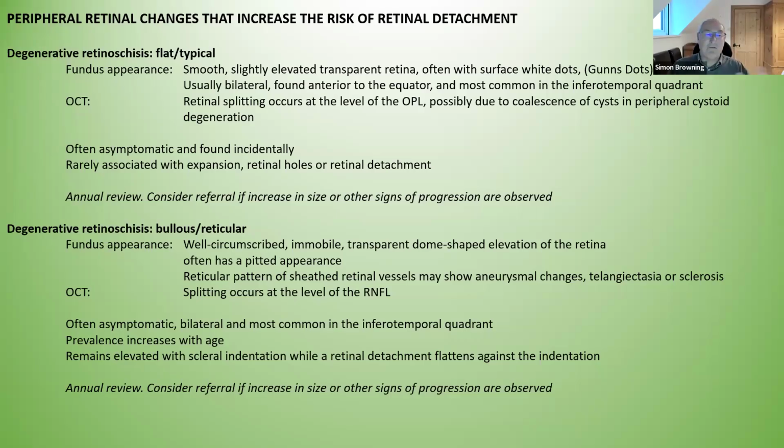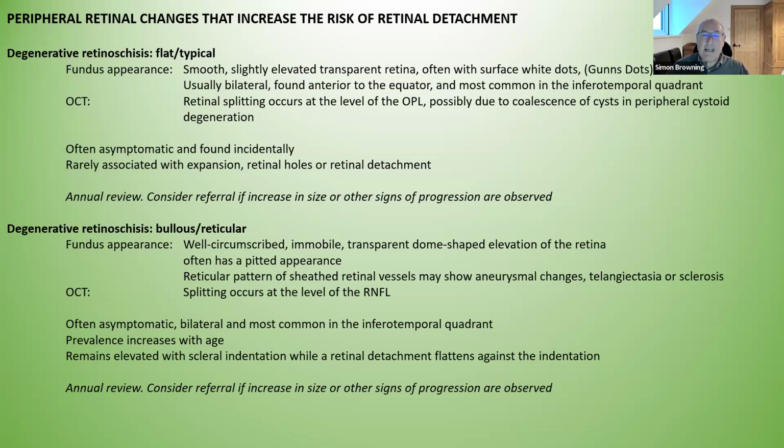Okay, so degenerative retinoschisis, very much the same sort of thing as the flat typical and the bullous reticular type. It's really a case of just monitoring, but if the patient is becoming symptomatic, you may want to refer to a vitreoretinal specialist for a second opinion, just to make sure. And I think the thing to look for here is whether you've got holes opening up in the top and bottom surfaces of the retina where the schisis is, because if you've got vitreous liquefaction there, then you're opening up holes for the vitreous to work its way through, and therefore it can detach the retina underneath.